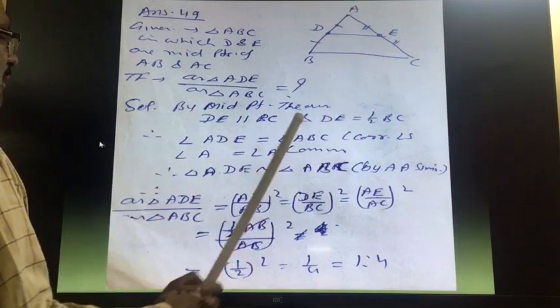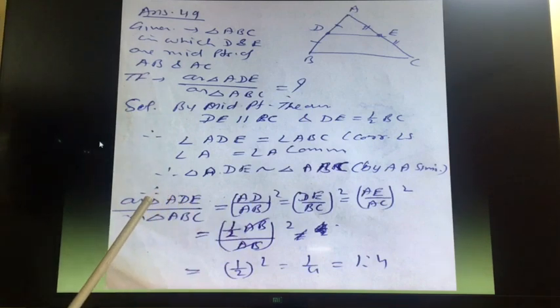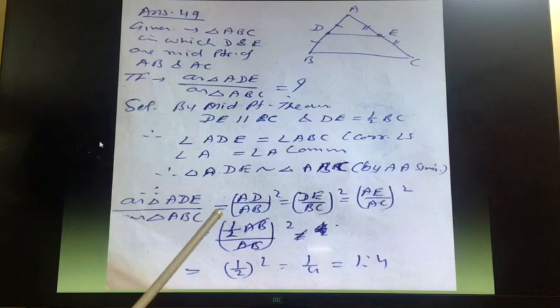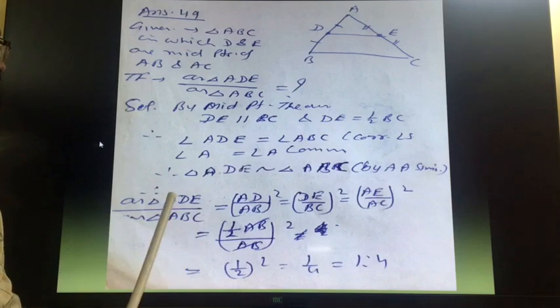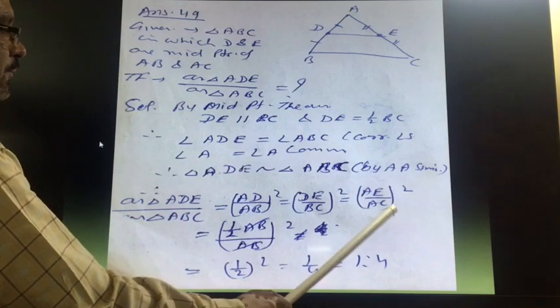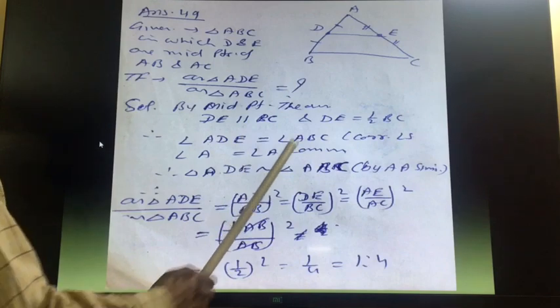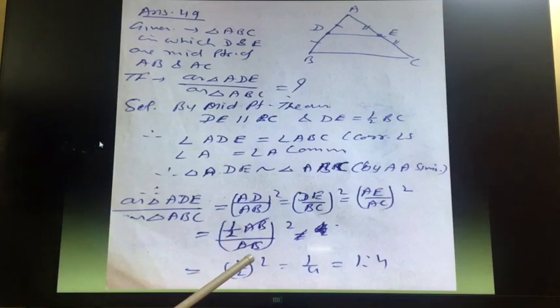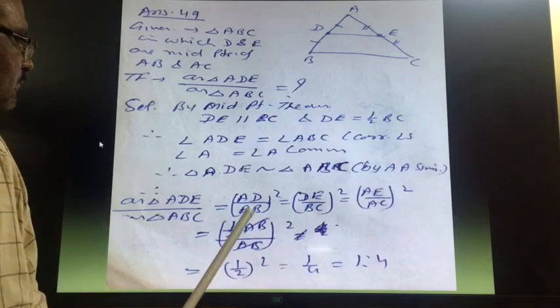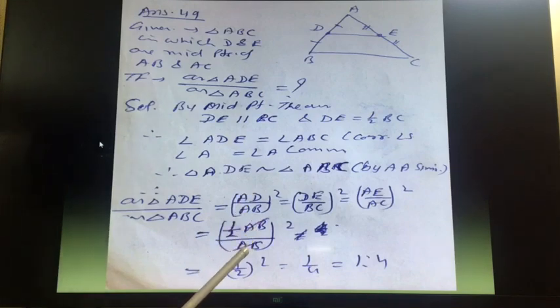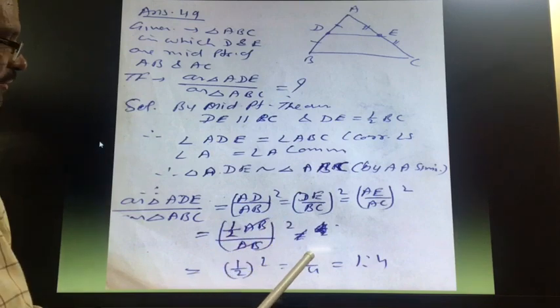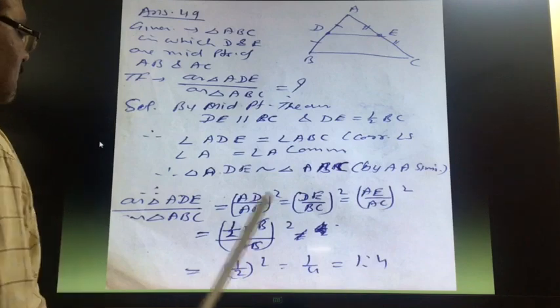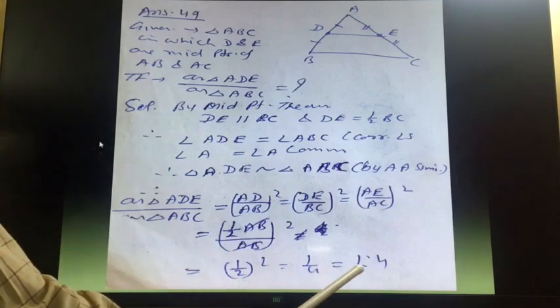And if triangles are similar, we can apply the ratio of the areas theorem. So area of triangle ADE upon area of triangle ABC will be equal to AD upon AB whole square, DE upon BC whole square, AE upon AC whole square, right? After that, AD is half of AB because D is the midpoint. So we can write half of AB upon AB whole square. There is no need to write the others, because with the help of this we can get the value. So AB cancels, we get half to the power 2, and half square is equal to 1 by 4. So the ratio of the areas will be 1:4, or 1 by 4.